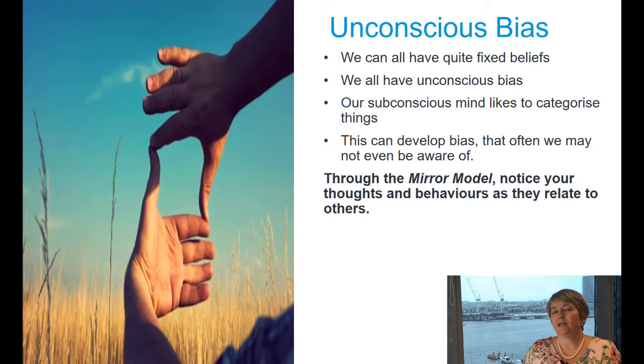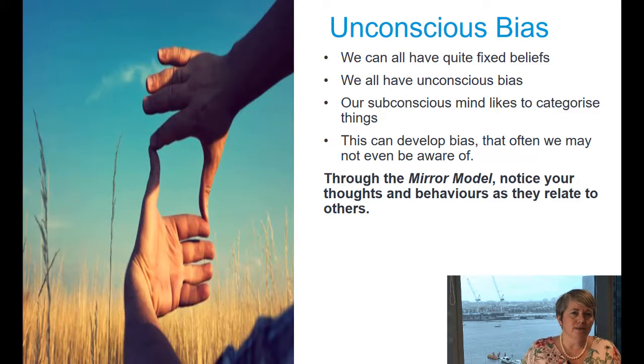I just want to touch really quickly on unconscious bias. This is another situation where we can have really fixed beliefs about particular people from different groups in society, or different perceptions even about ourselves. We all have unconscious bias. Unconscious bias is effectively that our brain has to absorb all of this information, and particularly our subconscious mind likes to categorize things, and it says that thing is like that thing that happened before, or that person's like that person that I met before. So I categorize that because it feels comfortable and it feels like a great organized way to do things.